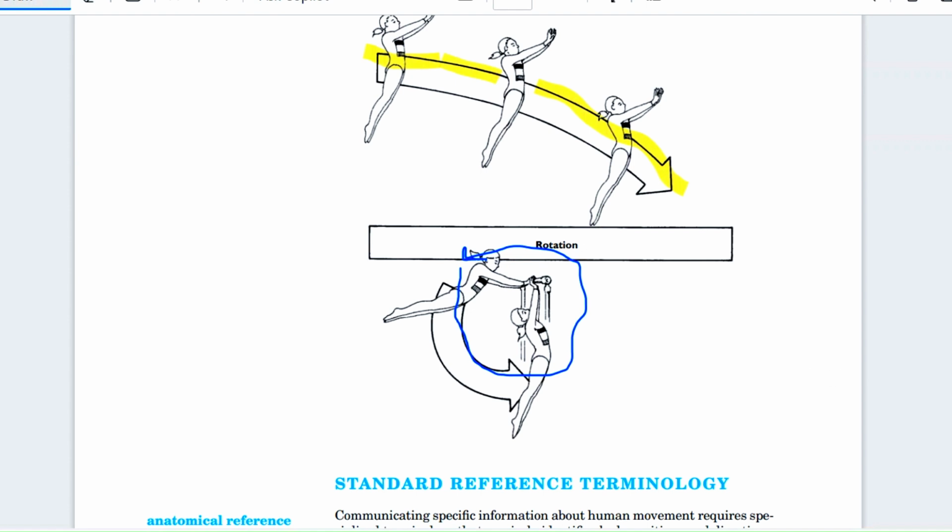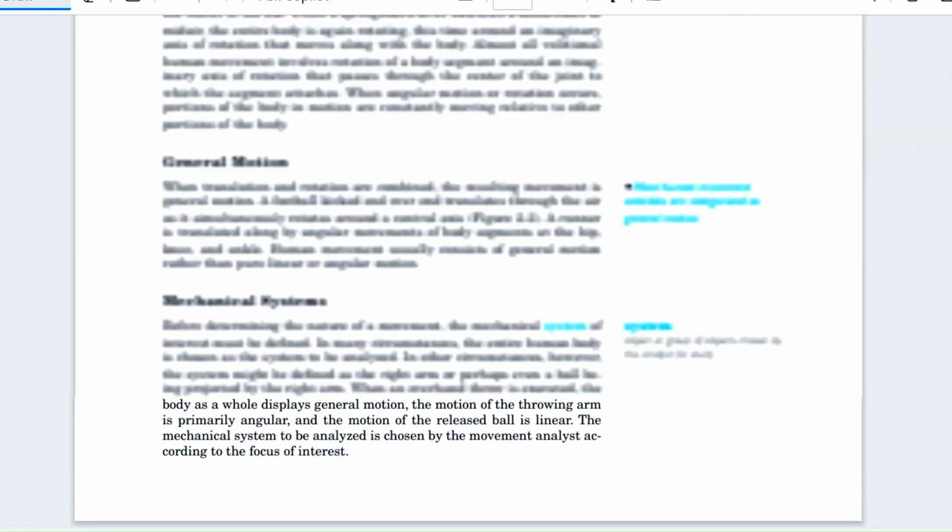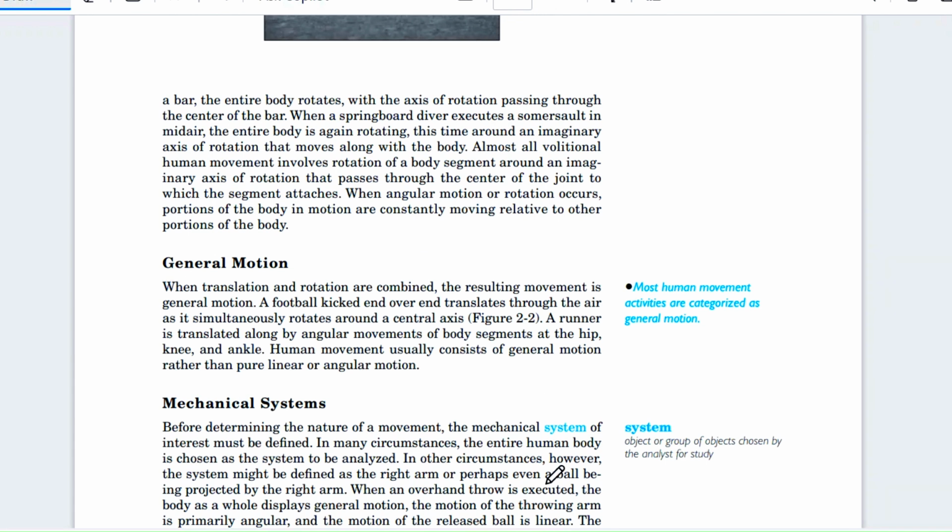Angular motion is easy to understand because there is one fixed point and you can just perform a complete circle or complete rotation around it. After discussing that, we are going to see the general motion, as we have discussed before also, that the general motion is the combination of both, because in a normal human being there is no movement that is purely linear or purely angular.